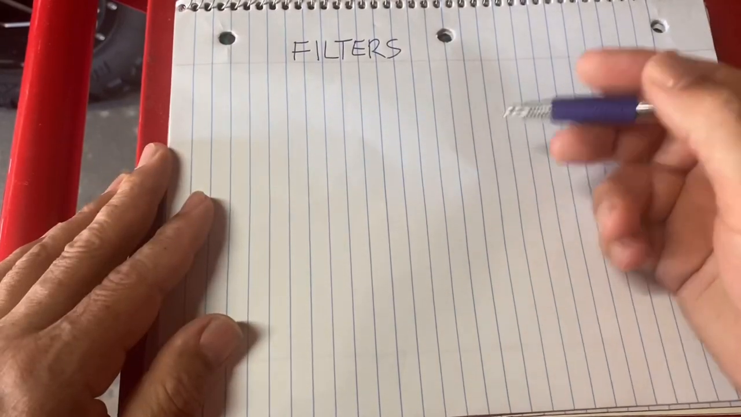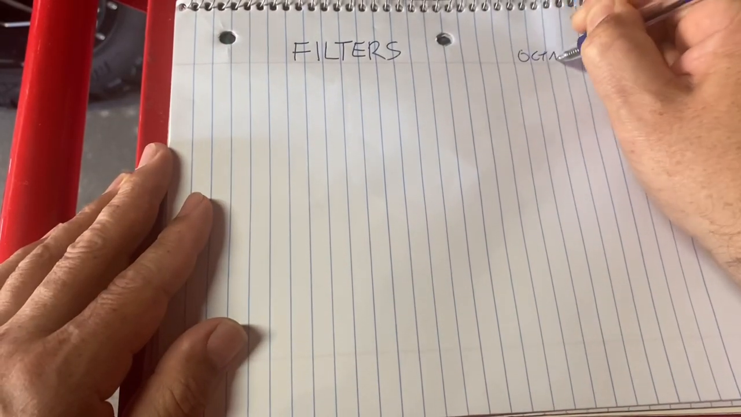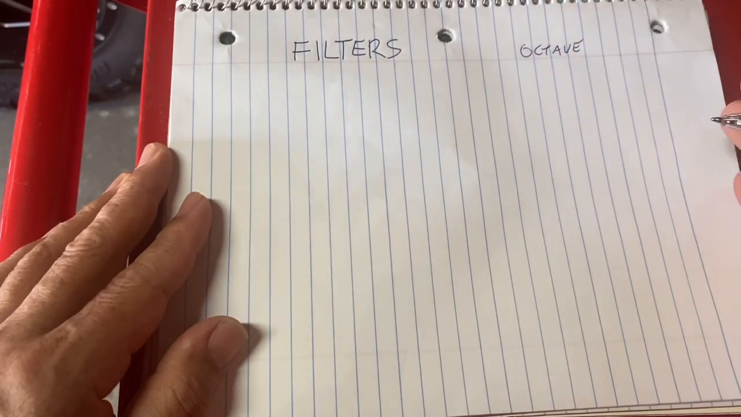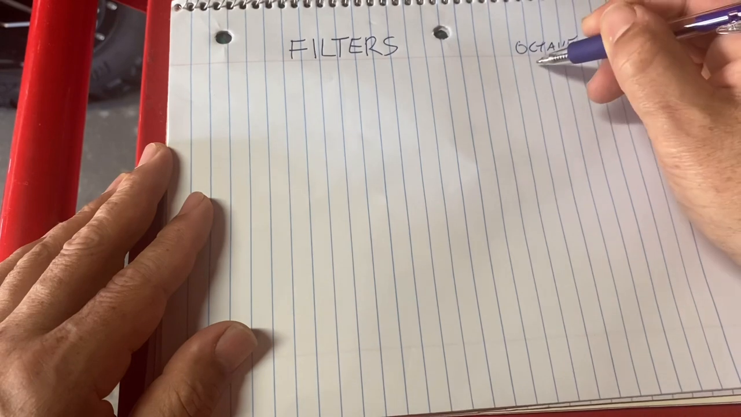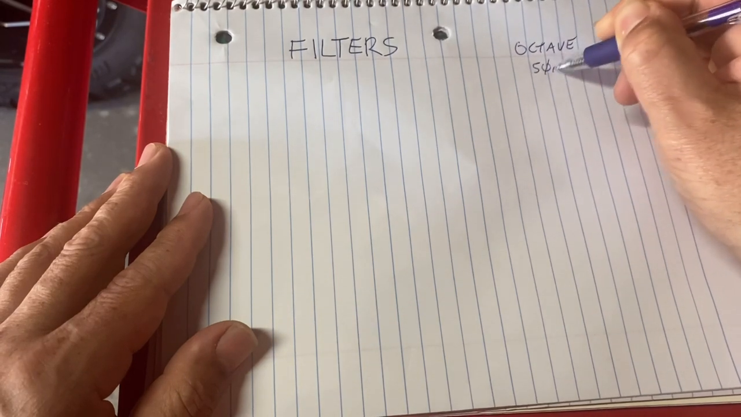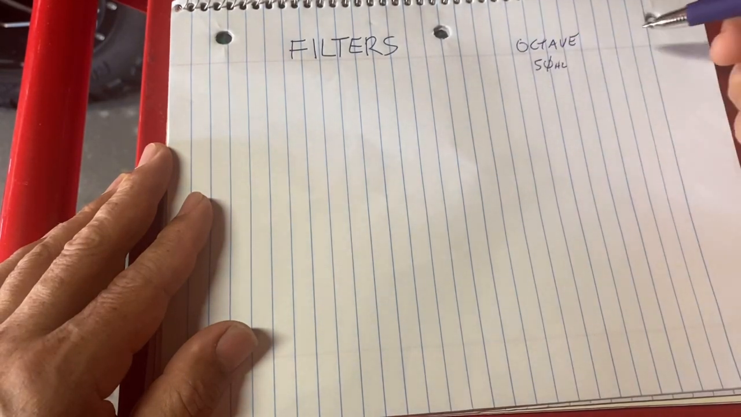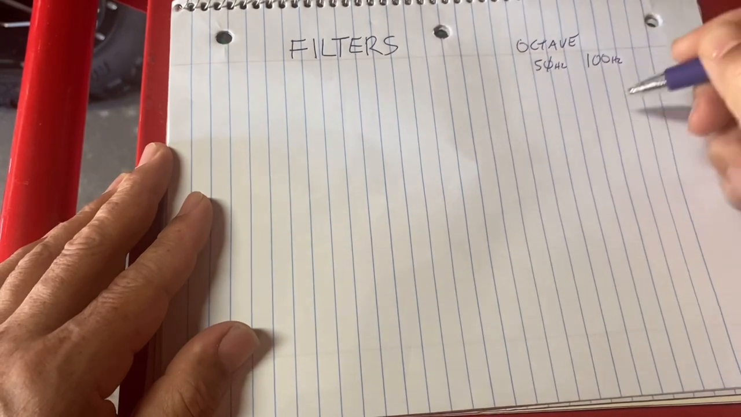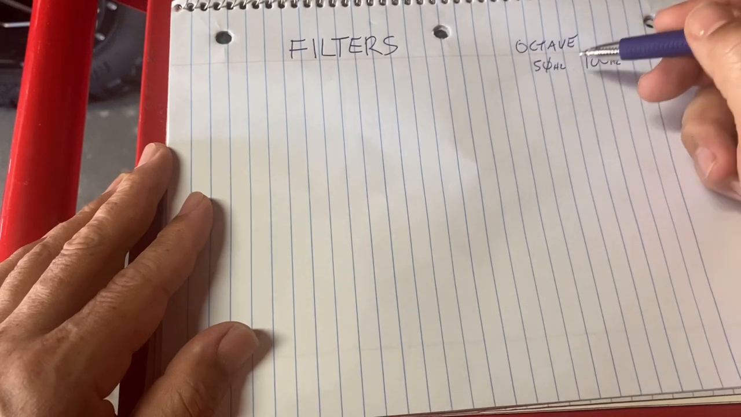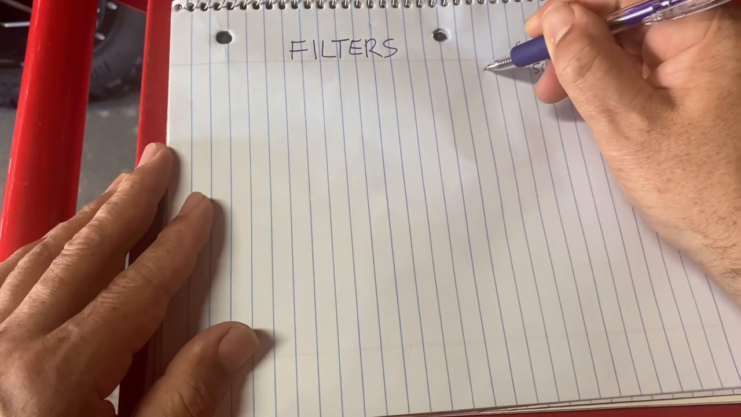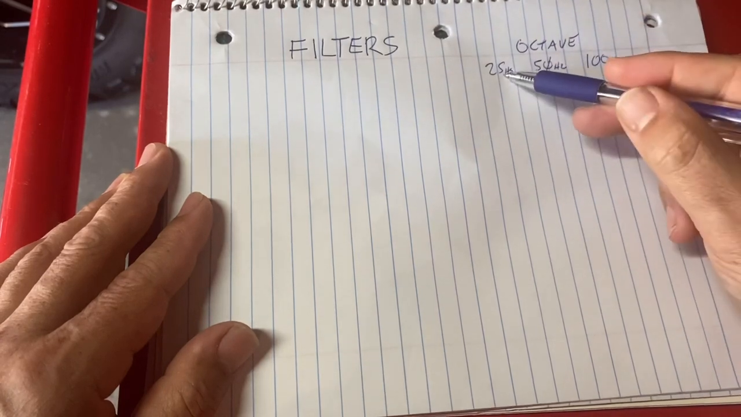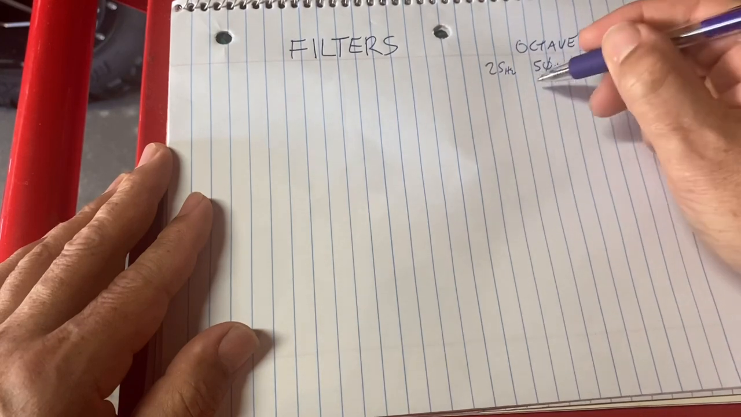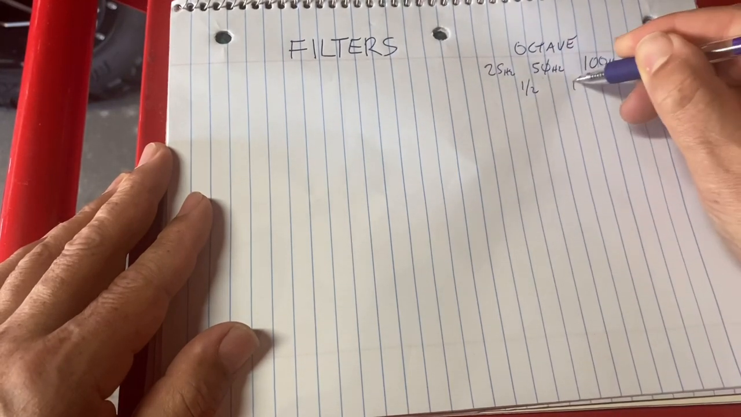All right, so very simply, an octave is one octave above or below a specific frequency. For example, let's take 50 hertz. One octave above 50 hertz would be 100 hertz. A half octave of 50 hertz would be 25 hertz, so that's a half octave. And between 50 to 100 hertz, that's a full octave. So that's one half, and that's full.